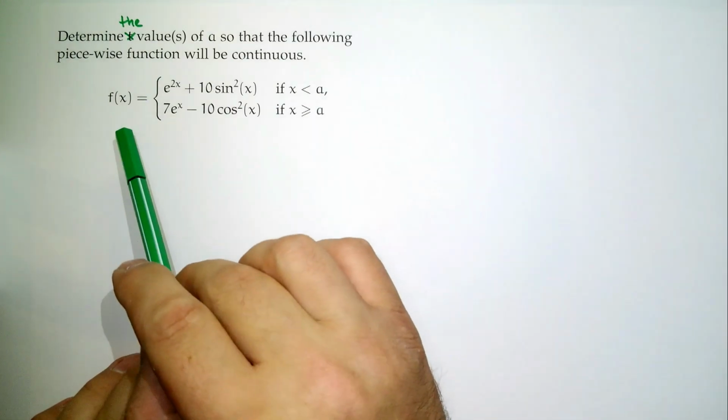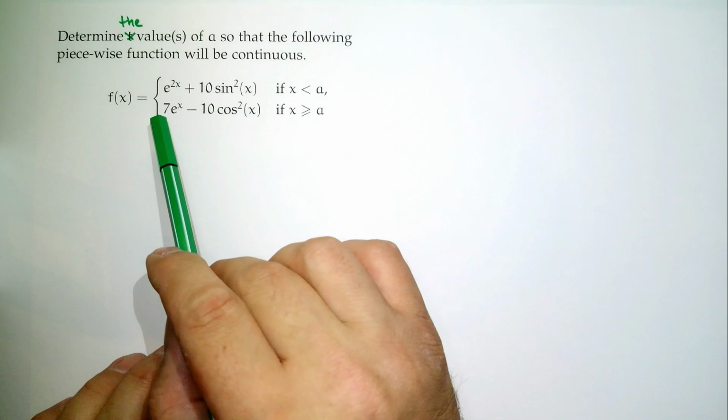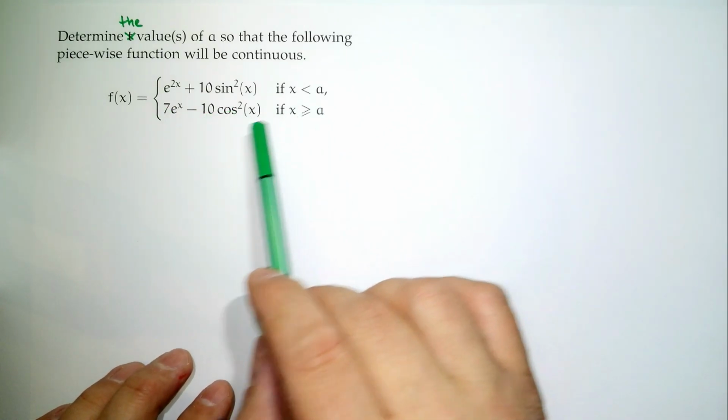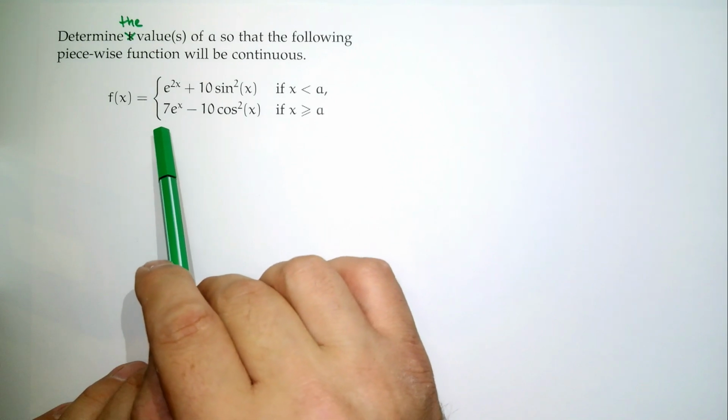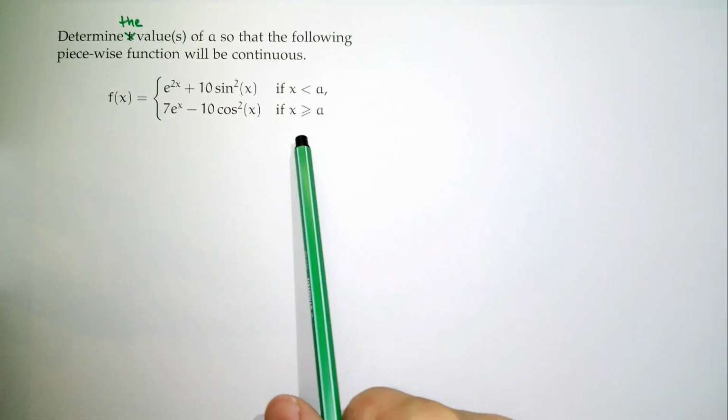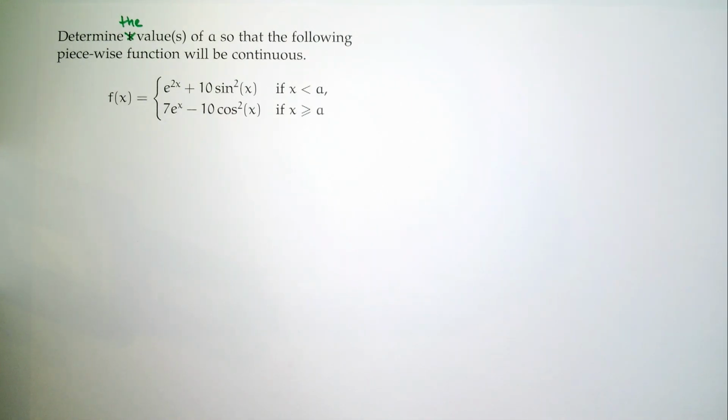We have this function f of x where it's e to the 2x plus 10 sine squared x if I'm below A, and 7 e to the x minus 10 cosine squared x if I'm above A, or equal to A. Now here it's a different type of problem, because previously you had to fine-tune the function to fit. Now what are we doing? Well, we're going to fine-tune the cutoff. So how do we figure that out?